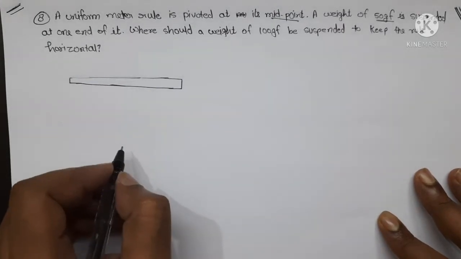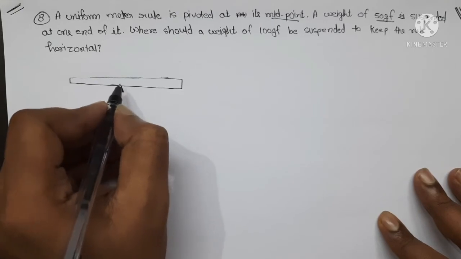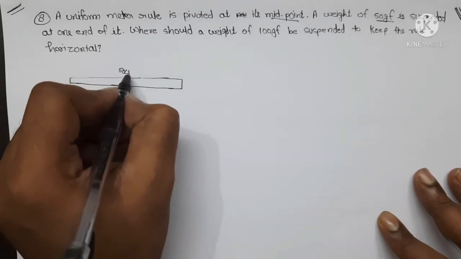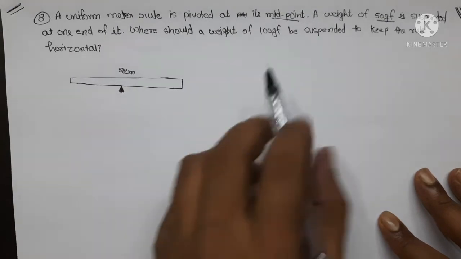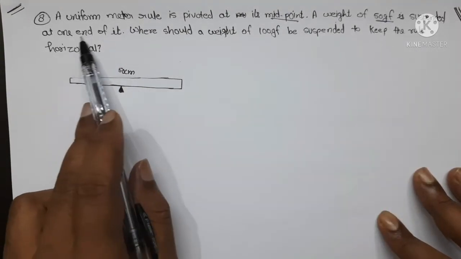Okay, it is pivoted at its midpoint. So the midpoint will be exactly at 50 centimeter because it is a meter rule. So this distance will be exactly 50 centimeter. Now a weight of 50 gram force is suspended at one end of it.